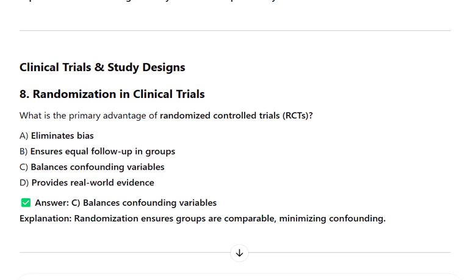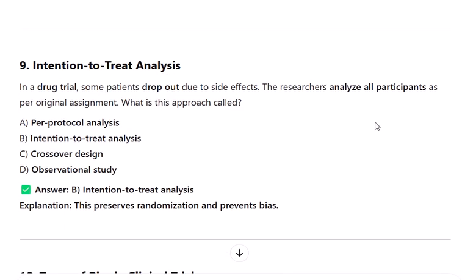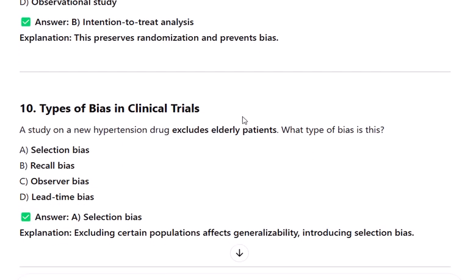9. Intention to treat analysis. In a drug trial, some patients drop out due to side effects. The researchers analyze all participants as per original assignment. What is this approach called? A, per protocol analysis. B, intention to treat analysis. C, cross-observational study. Answer B, intention to treat analysis. Explanation: this preserves randomization and prevents bias.